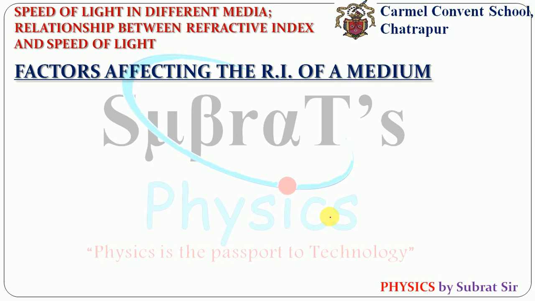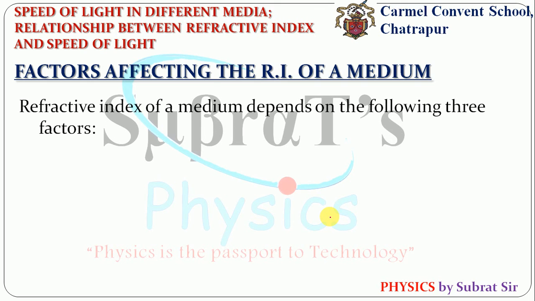Then we have some factors affecting the refractive index of a medium. There are 3 factors upon which the refractive index of a medium depends. The first one is the nature of the material, or nature of the medium. The speed of light in a medium as compared to air is less, so the more the refractive index of the medium, the less the speed of light.